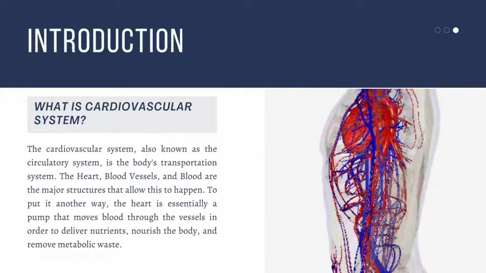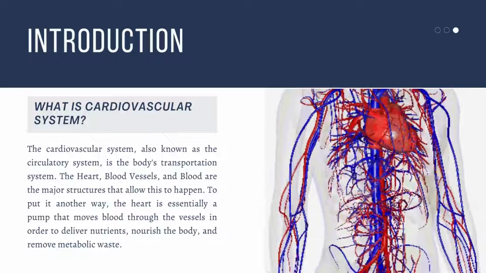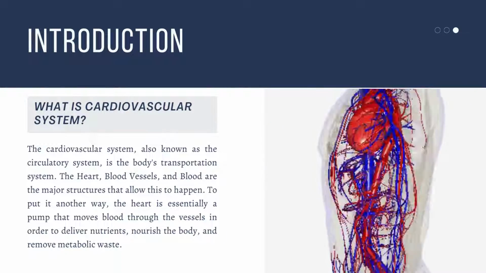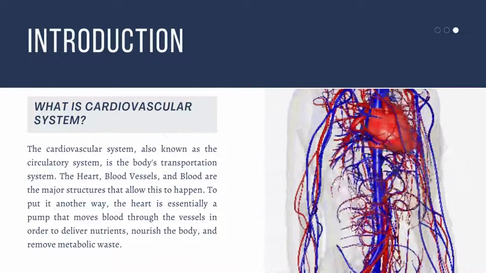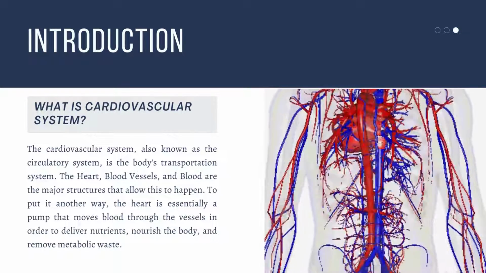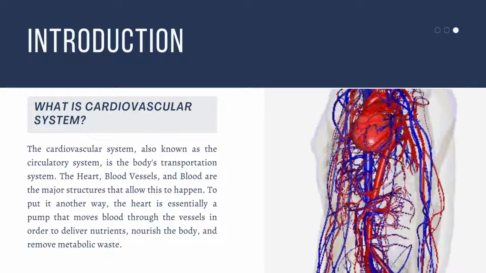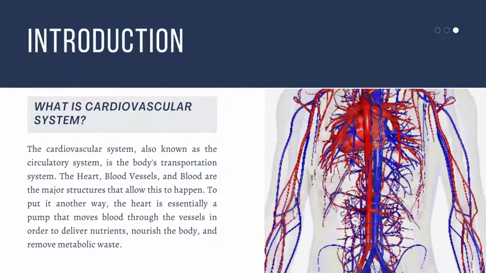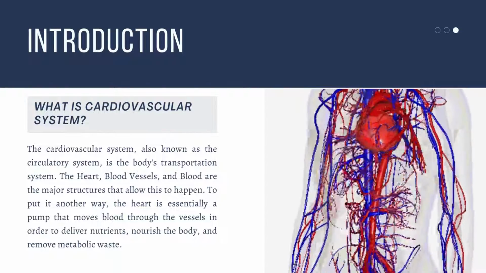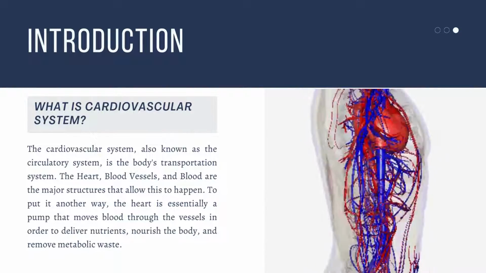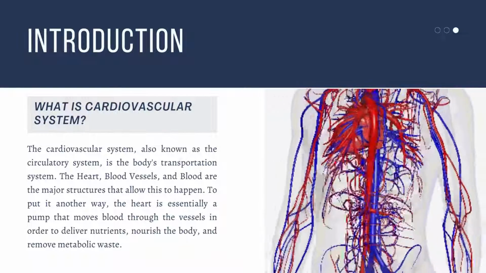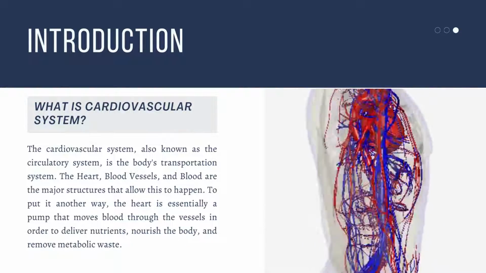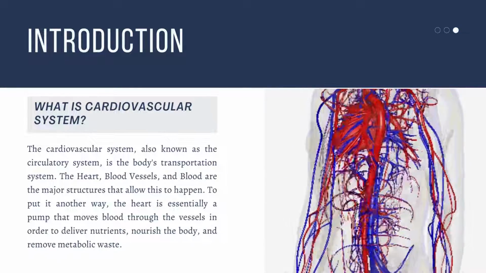What is the cardiovascular system? The cardiovascular system, also known as the circulatory system, is the body's transportation system. The heart, blood vessels, and blood are major structures that allow this to happen. To put it another way, the heart is essentially a pump that moves blood through the vessels in order to deliver nutrients, nourish the body, and remove metabolic waste.